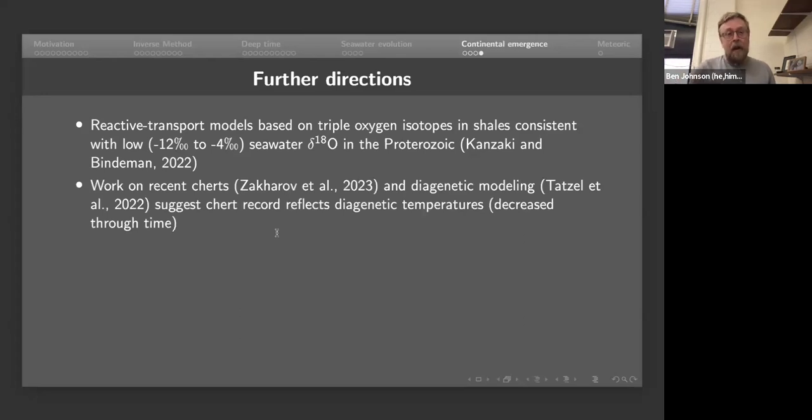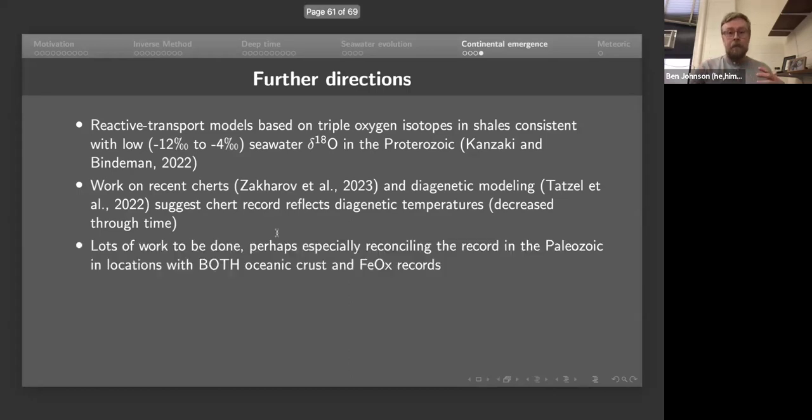There has been some work, especially focused on cherts, and I didn't show any of the chert data here, but that shows the same trend, right, as the carbonates and as the iron oxides. Some diagenetic modeling on recent cherts suggests that chert could reflect diagenetic temperatures, which probably have decreased through time. Earth has cooled through time, so you could make this prediction that the environment of early diagenesis also cooled through time. So I think there's some really interesting work to come out of this.